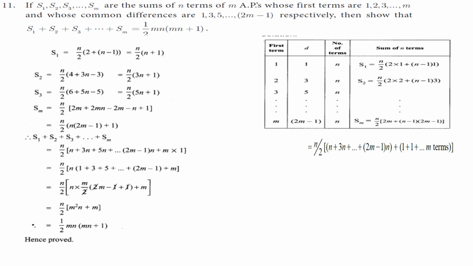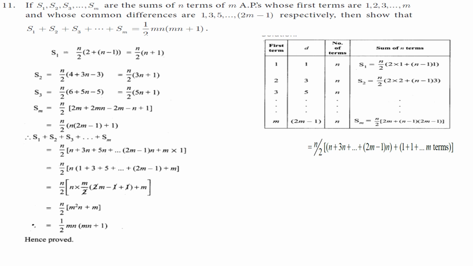So you add S1 plus S2 plus S3 plus etc., Sm means n by 2 into, S1, n by 2 common. So first one n plus 3n plus 5n plus etc., (2m minus 1) into n, plus m into 1. So here n you take it common, n into (1 plus 3 plus 5 etc.), that is (2m minus 1) plus 1. This is n by 2 into (a plus l), these terms.